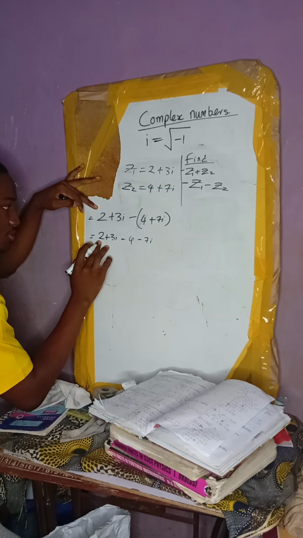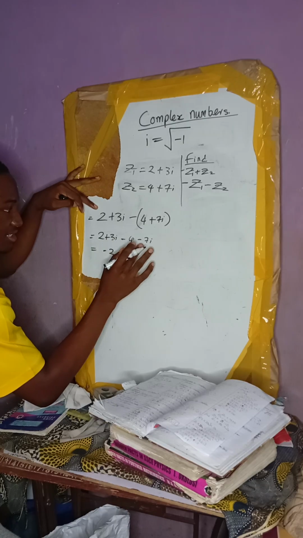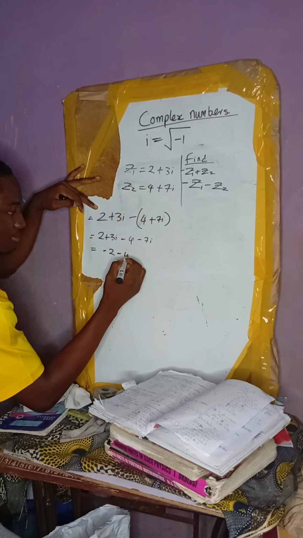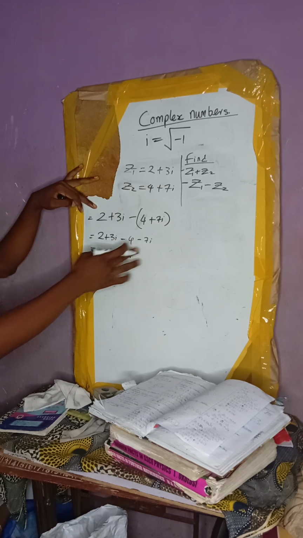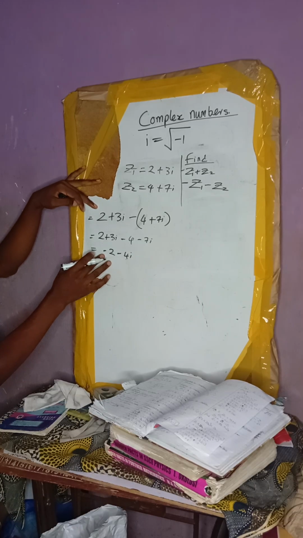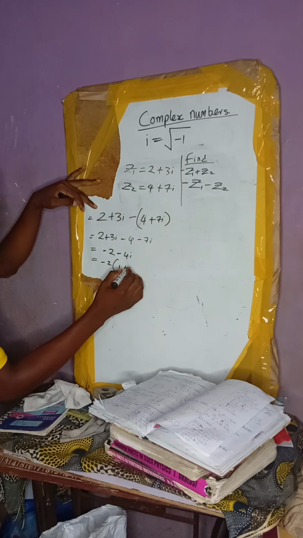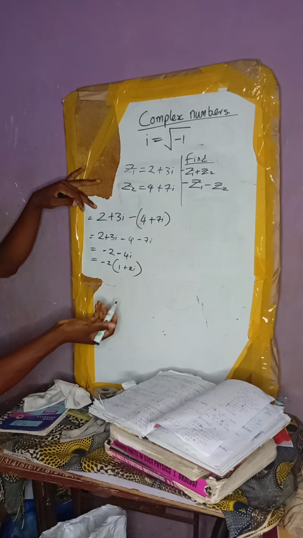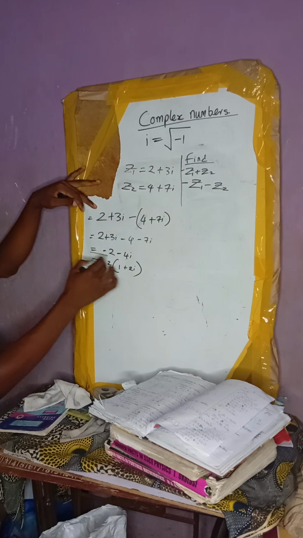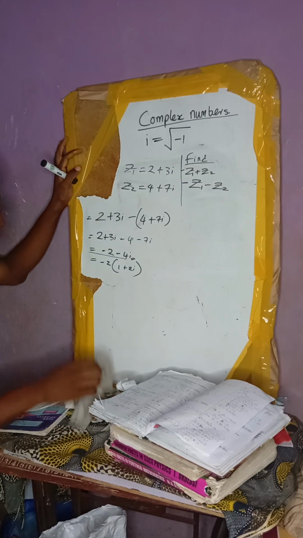If we open the bracket, we should have 2 plus 3i minus 4 minus 7i. So we know that 2 minus 4 will give us minus 2, and 3i minus 7i will give us minus 4i. We can even simplify it further by extracting minus 2, which gives minus 2 open bracket 1 plus 2i. But normally you're meant to leave your answer. So now let's move to multiplication.